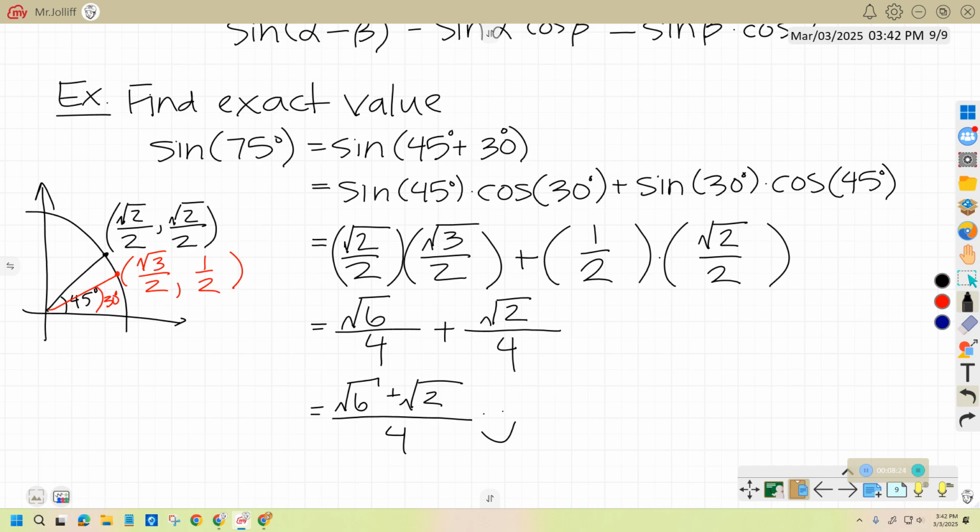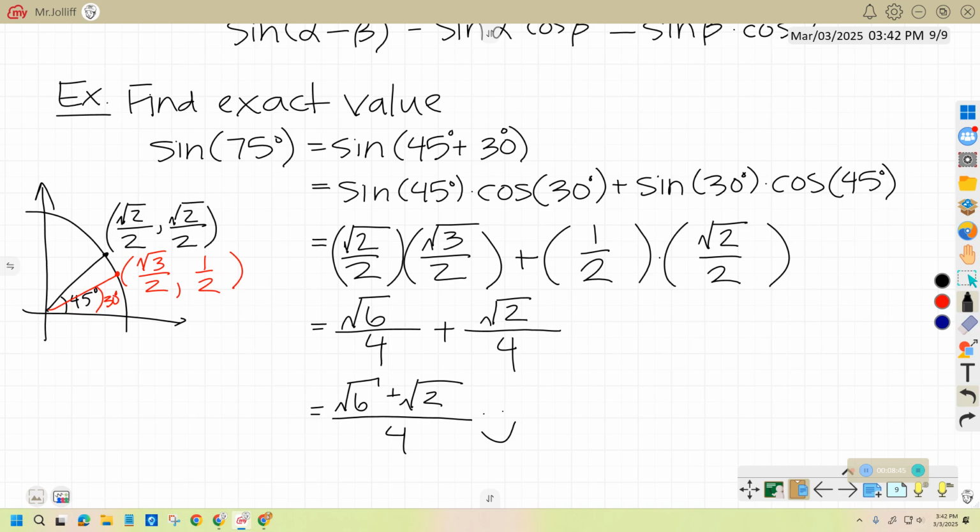That wouldn't have come from the unit circle. There would be no way that we could easily find that looking at the unit circle. That would have taken a lot of work. But if I can split the angle that's inside that sine up into two smaller angles that I know the answers to, I can use the sum or difference formula to help me find the exact answer.